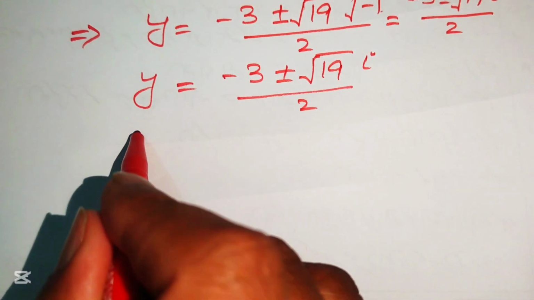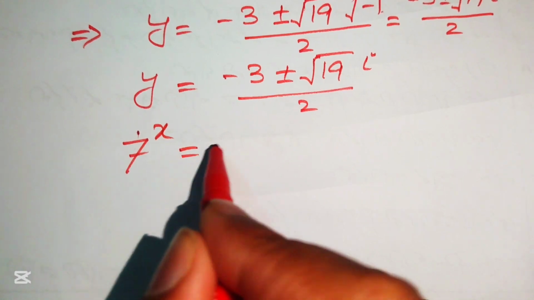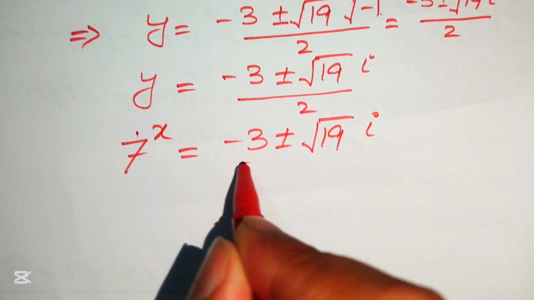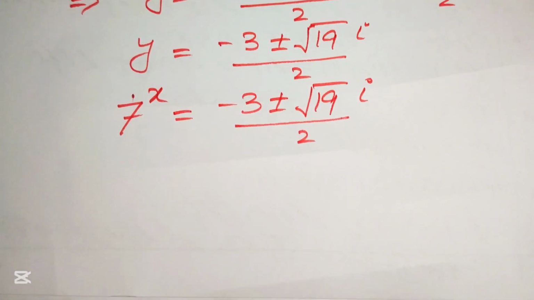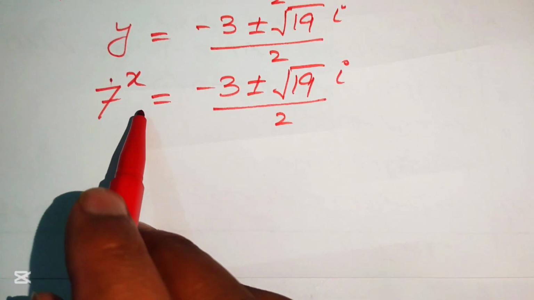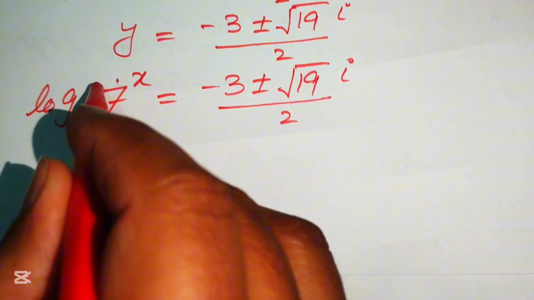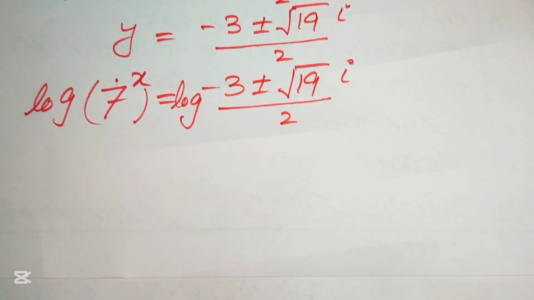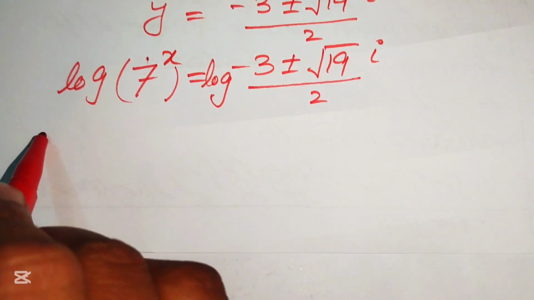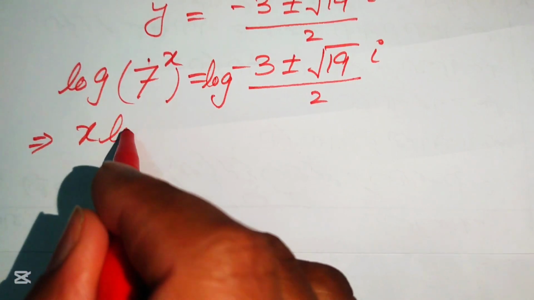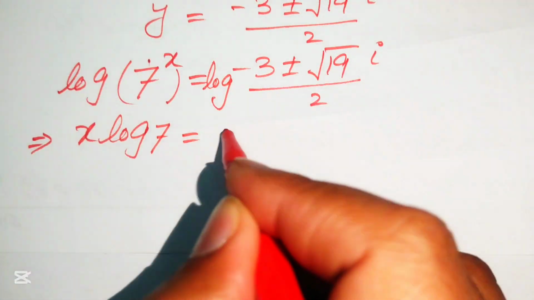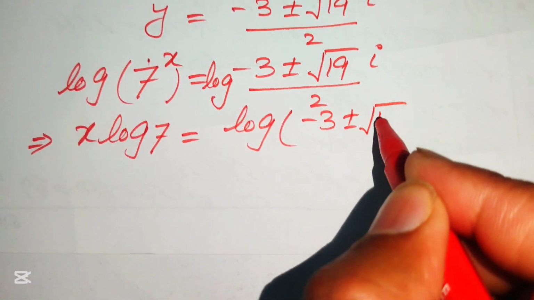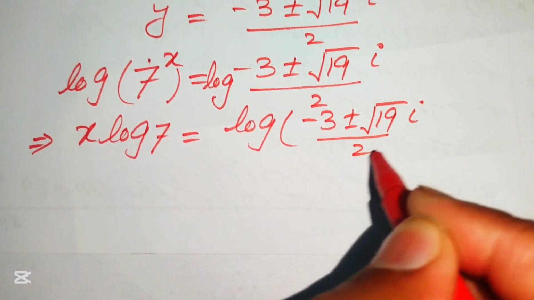So the value of y is 7 to the power of x equals minus 3 plus minus square root of 19 iota, divided by 2. Here we again take log on both of the sides. So when you take log again on both sides, it will be written in this form, log of 7 to the power of x equals log of minus 3 plus this term. Okay, here we can apply the property of log, and we move this x in front of this log. It will be written as x times log 7 equals log of minus 3 plus minus square root of 19 iota, divided by 2.